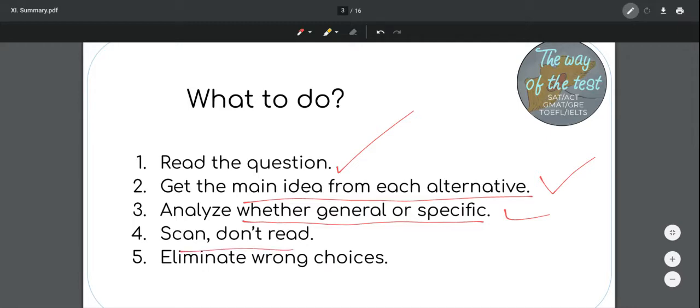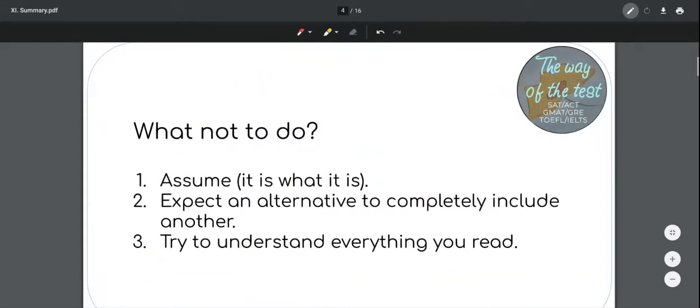Remember, we're going to scan, not read, when we go back to the text, and then we're going to eliminate the wrong choices. Now, the things that we shouldn't do: we're not going to assume, as we never assume, especially not here. We are not going to expect that an alternative is completely included in another, and we're not going to try to understand everything we read. Now, I'm going to explain point number 2.